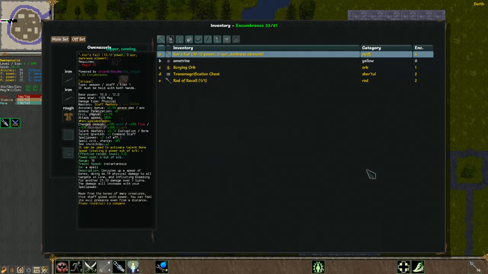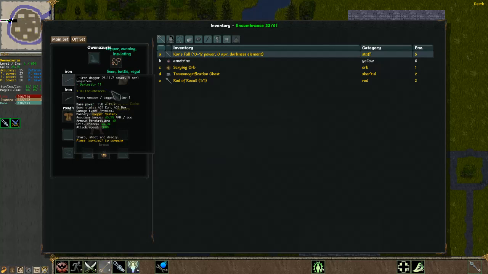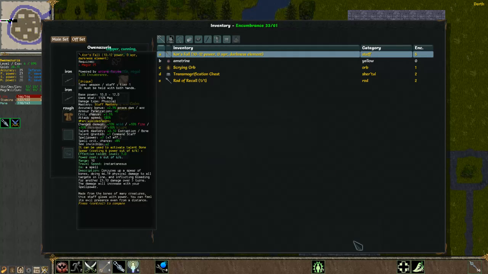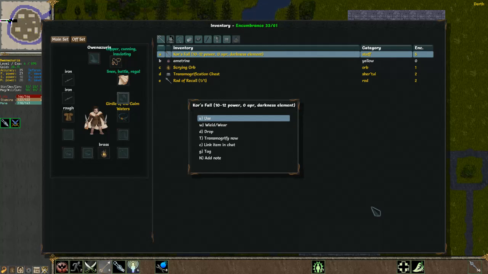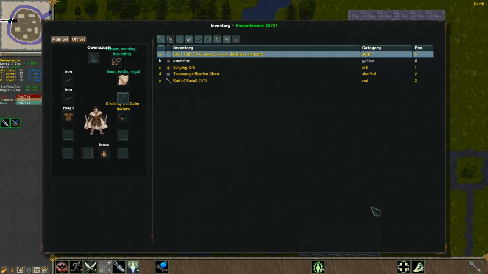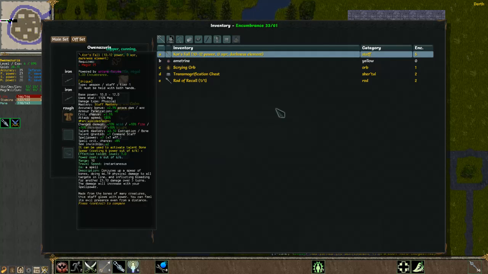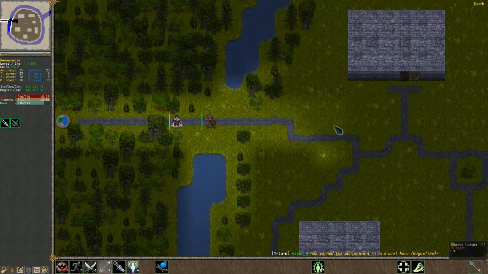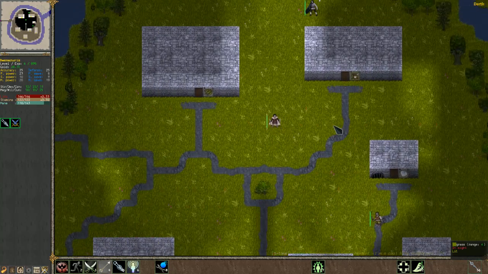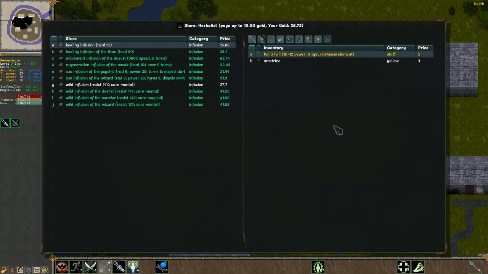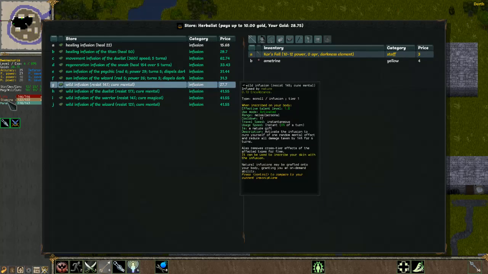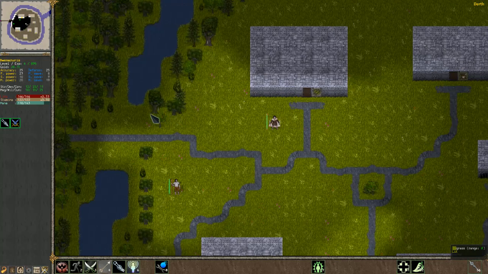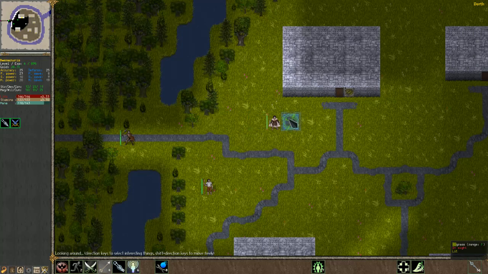And I said I don't have enough money. Let me make sure I don't have enough money for anything. Let me remember where it shows my money. Okay, I don't for the life of me remember where it shows my money. Let's go to a store and they should tell me in the store. I have 28 gold, and that is not enough to buy any of this stuff, and weaponry is just going to be even more expensive.